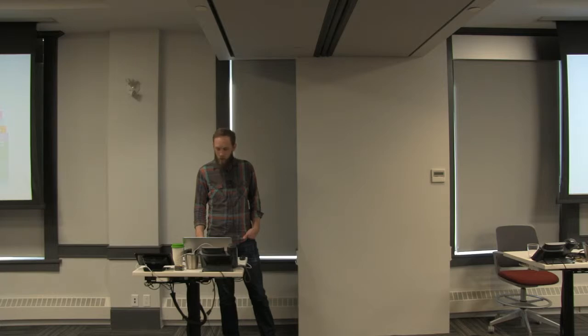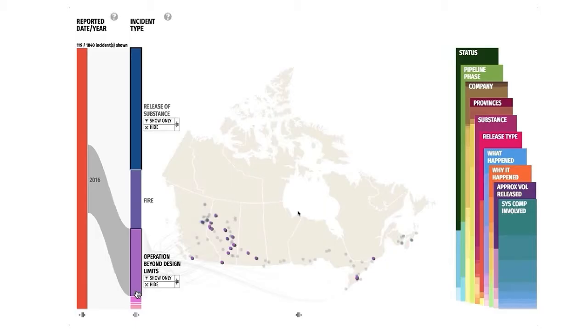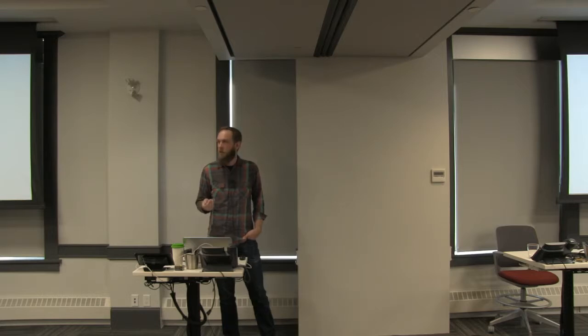So if you want, you can generate views very quickly that focus in on just, say, a subset of the data. For example, looking just at 2016 and, say, just releases of substance or fires, and you can start to get a sense of where in the country they happen. You could also build views that focus on things like, say, just construction, and now start to understand where construction was actually happening over the course of the last 10 years on these pipelines, and what kinds of incidents might be associated with construction as opposed to operation.